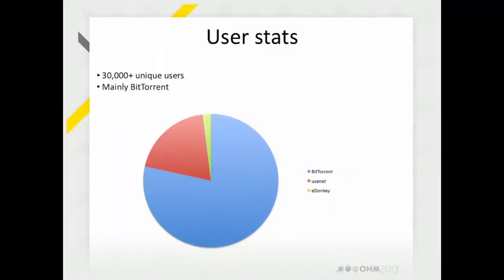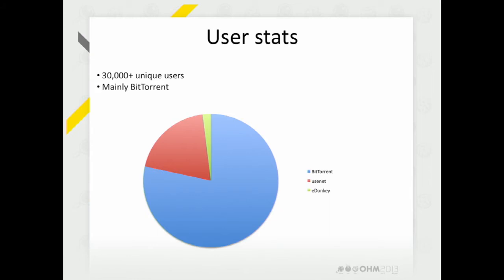Let's look at some user stats. We have 30,000 unique identifiers. We put them in a database anonymized. We have no interest in actually knowing which of our users are doing what. We just want to see what's going on in our network on the whole.